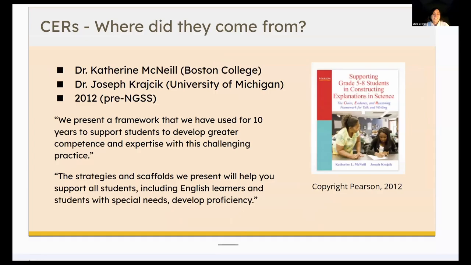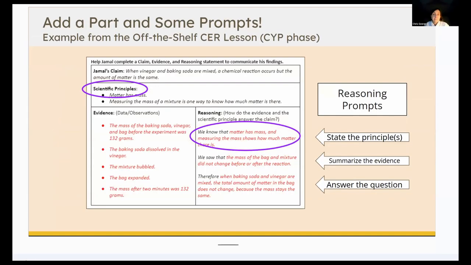And so we dug into, Steph and I did a little kind of book study to figure out where CERs came from. And it turns out, we believe, they originated with Kate McNeill and Joe Krajcik in this book that was published in 2012, so pre-NGSS, on supporting middle school students in constructing explanations in science. And they came up with this CER framework that we're all super familiar with.